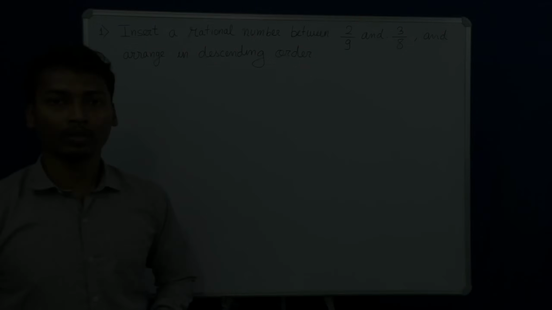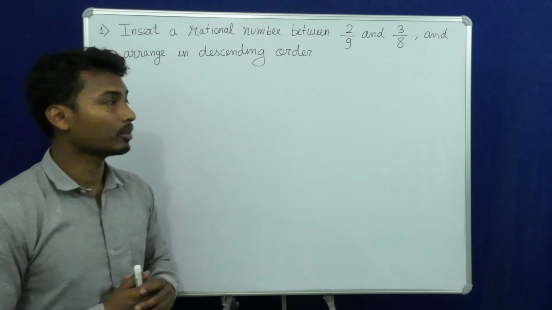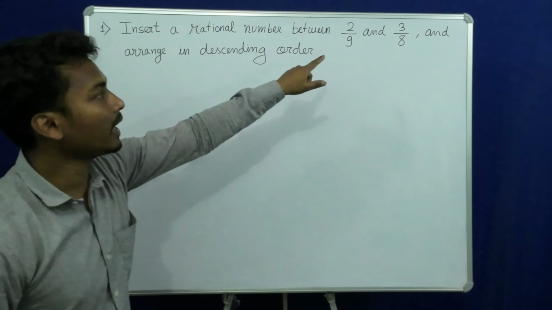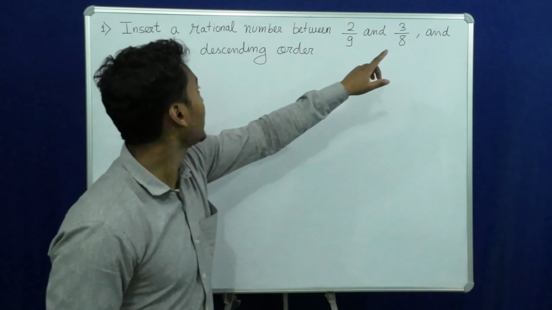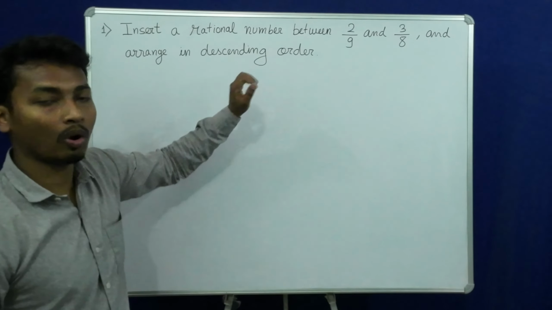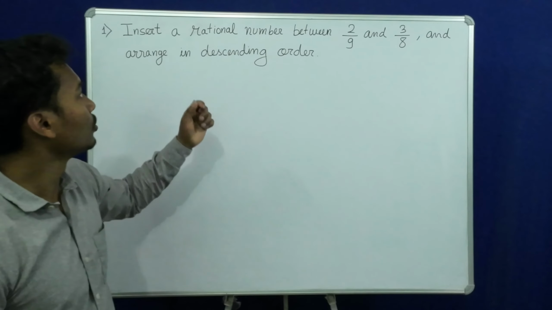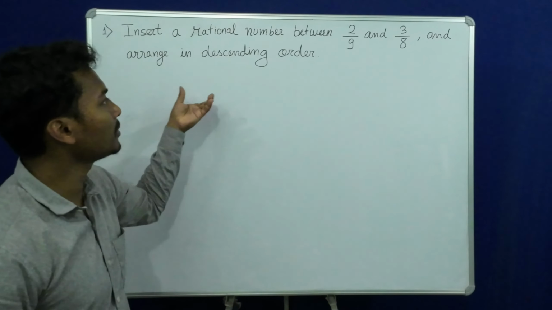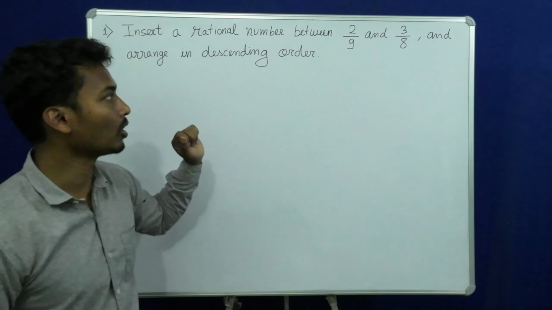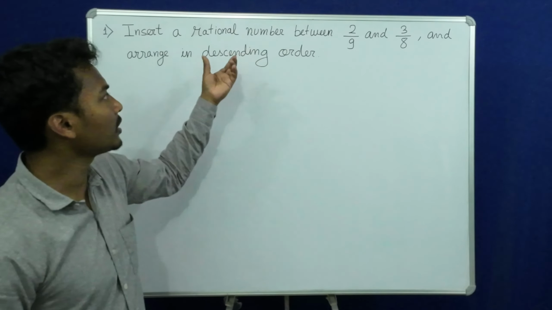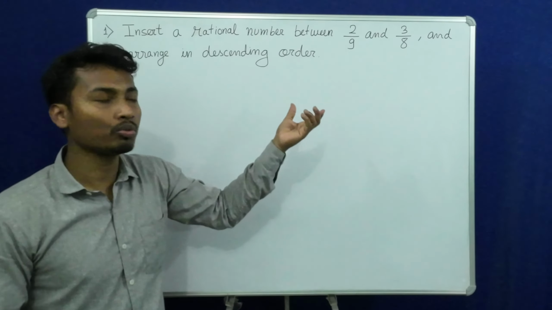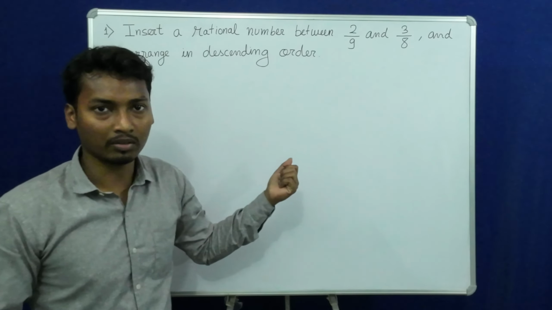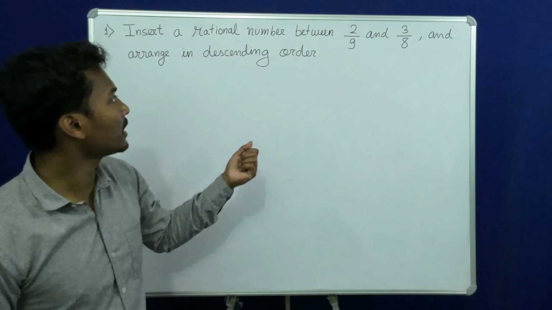Let's begin. So here is our first question. Insert a rational number between 2 by 9 and 3 by 8 and arrange them in descending order. So we have to find one rational number between these two rational numbers and then represent them in the descending order, big to small. Now whenever you have to insert one rational number, we can use a very basic method which can be called the average or the mean method. So let's understand this method.